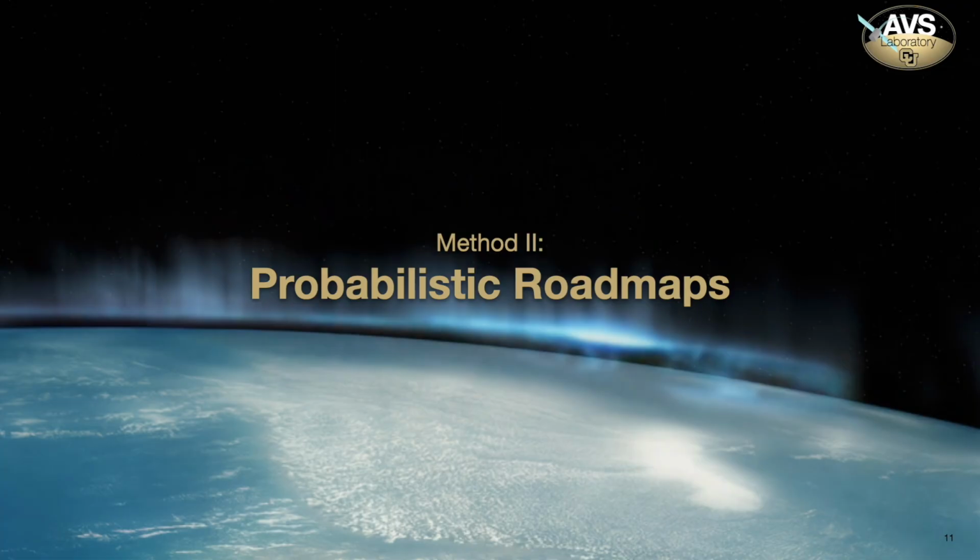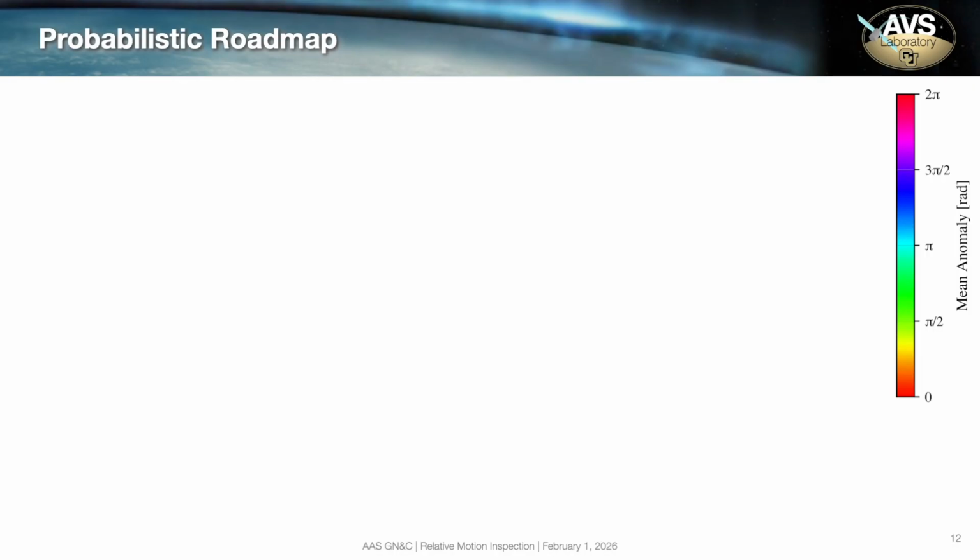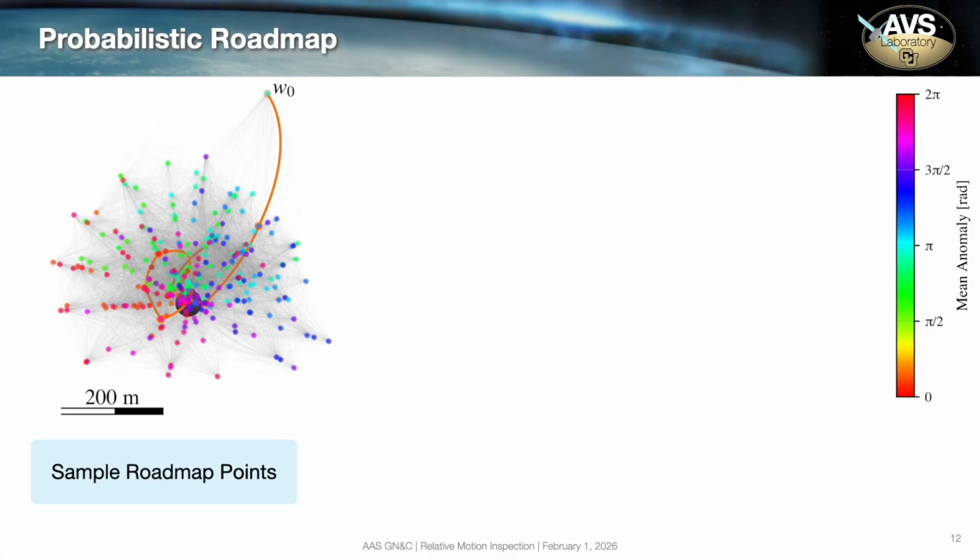Now let's move on to our second method, probabilistic roadmaps. Probabilistic roadmaps are a planning technique from the robotics and motion planning communities. In short, this algorithm samples roadmap points. So for our problem, those are going to be points in both space and time, represented by mean anomaly. And this is going to allow us to sample the points in a smart way where we're only sampling points that are over regions that are inspectable at a given time.